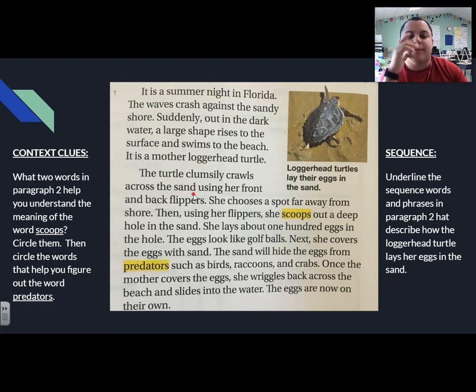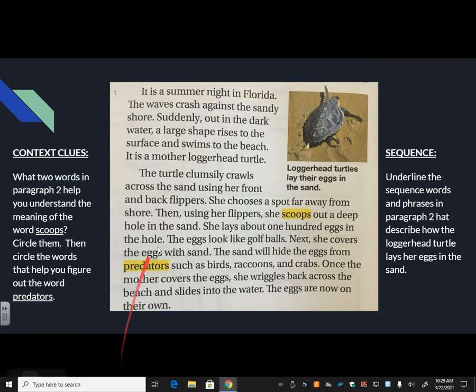The turtle clumsily crawls across the sand using her front and back flippers. She chooses a spot far away from shore. Then, using her flippers, she scoops out a deep hole in the sand.